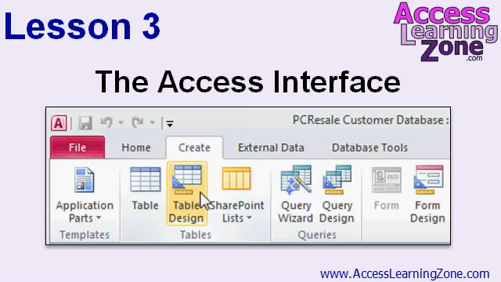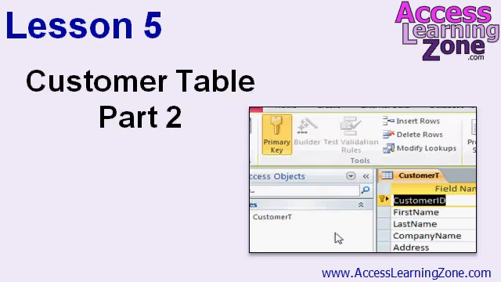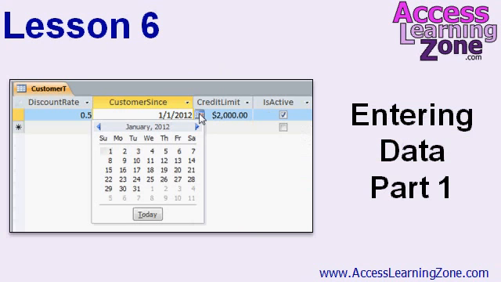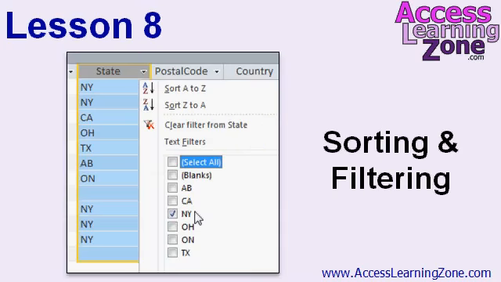In Lesson 3, we're going to learn about the different parts of the Microsoft Access interface. In Lesson 4, we're going to begin building our customer table. In Lesson 5, we're continuing to build the customer table. In Lesson 6, we'll begin entering data into our customer table. In Lesson 7, we're continuing to enter data into our customer table. In Lesson 8, we're going to learn how to sort and filter the data in our tables.